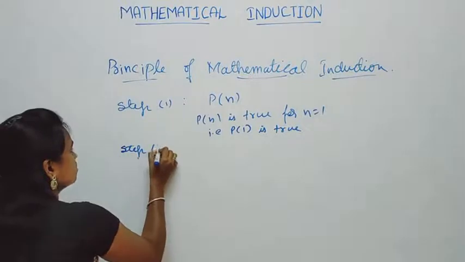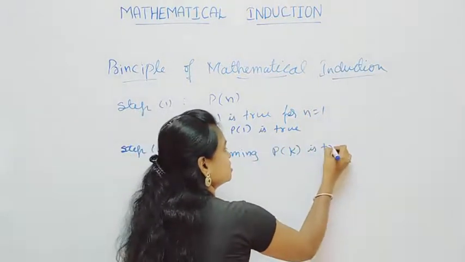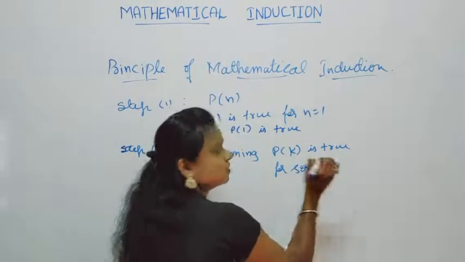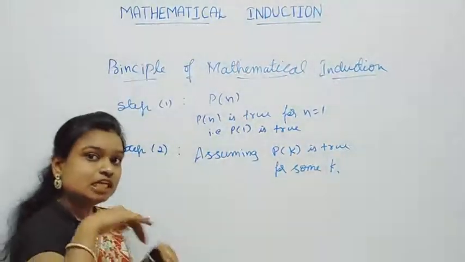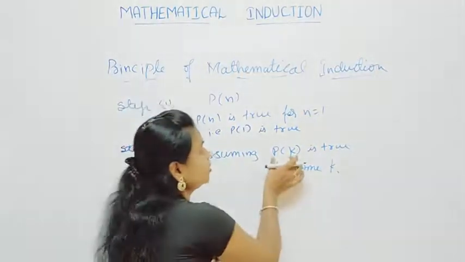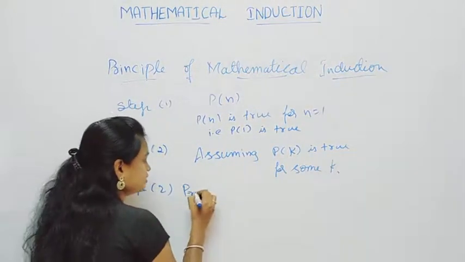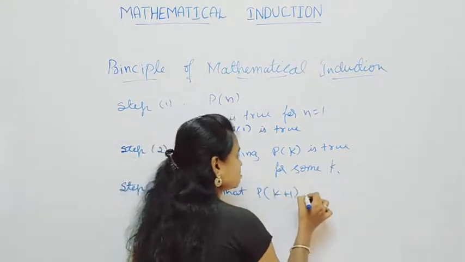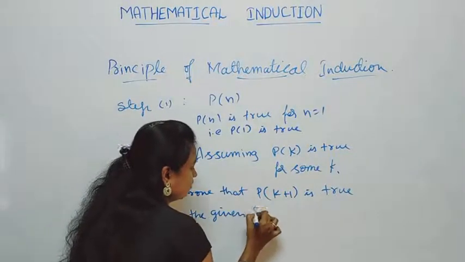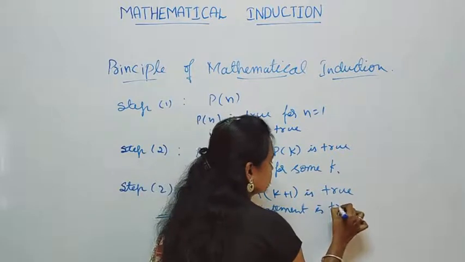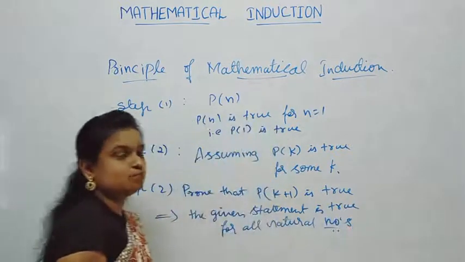Step 2: assume P of k is true for some k. In the first step we prove that the given statement is true for n equal to 1. In the second step we have to assume that the given statement is true for some k, that is, P of k is true. The third step is to prove that P of k plus 1 is true. So this implies, by mathematical induction, the given statement is true for all natural numbers. So this is the principle of mathematical induction.